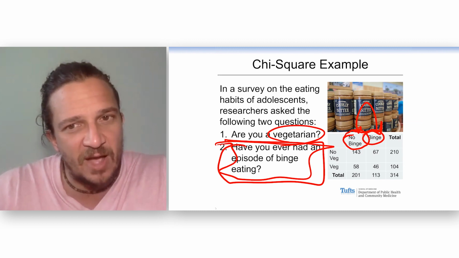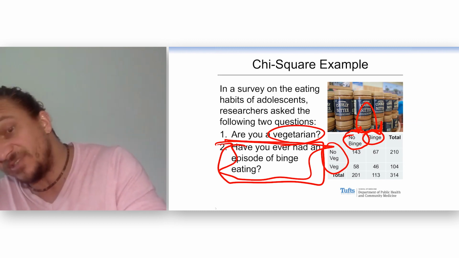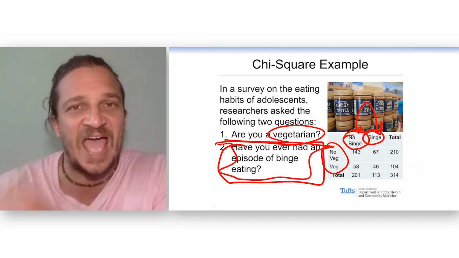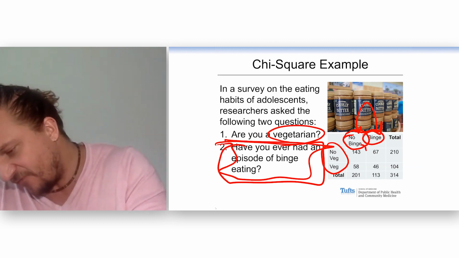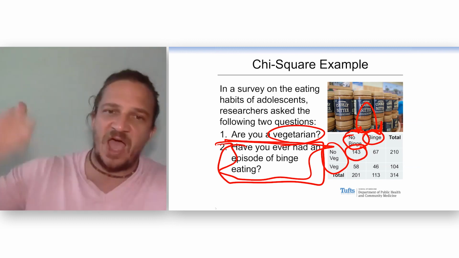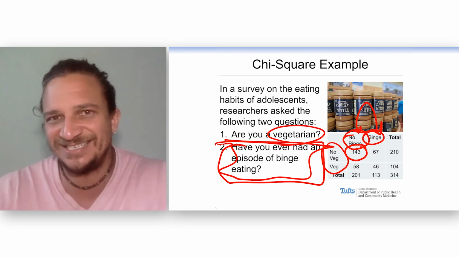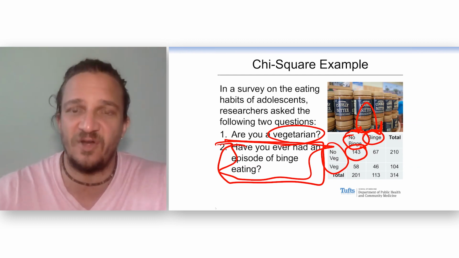But you have to think about, what data do I have? And here we have 2 binary variables. And these are the observed counts. These are the kids, the adolescents who answered the question. You counted up, I had 143 people who said, I am not a vegetarian and I've never had an episode of binge eating. We can take this contingency table and say, is there a relationship between these 2 variables?